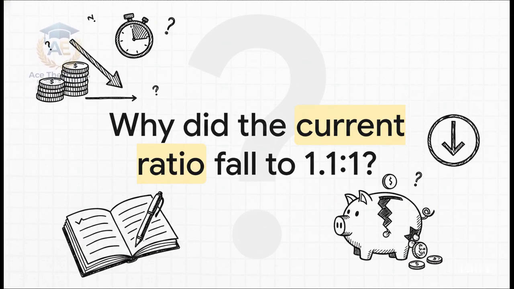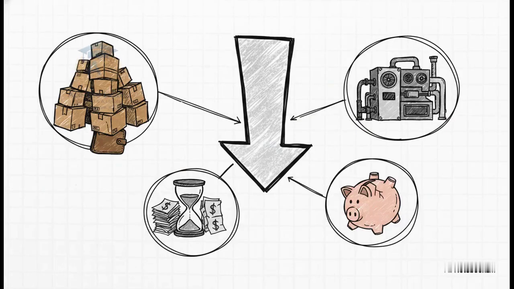Let's say a business's current ratio suddenly drops from 2.5 to 1 all the way down to 1.1 to 1. My question is, why? What exactly is going wrong with their liquidity? I actually want you to pause right now and jot down 3 specific potential reasons for this. Go ahead, I'll wait. All right, welcome back.